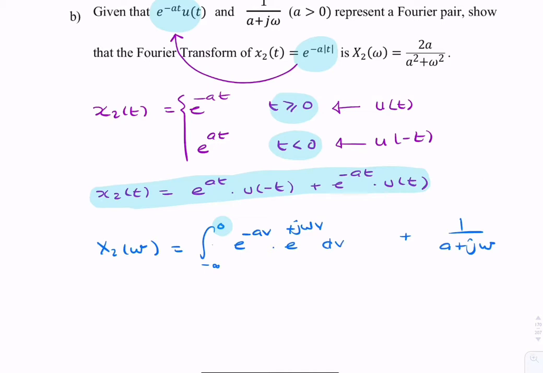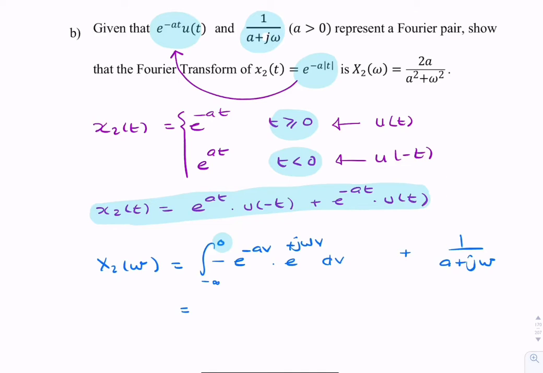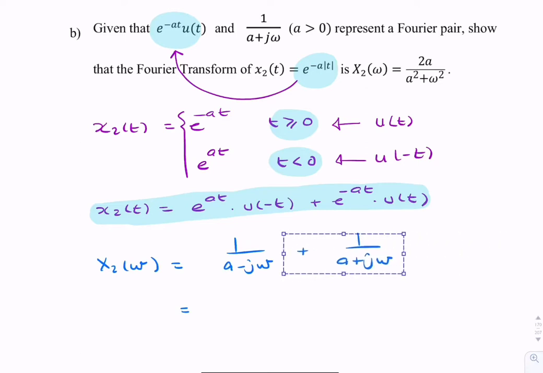v, and then there would be a minus there. And if you either carry out that integral or use the pair we have given, the result is 1 over a minus j omega. So we can rewrite that as 1 over a minus j omega. So we have one more step to go.